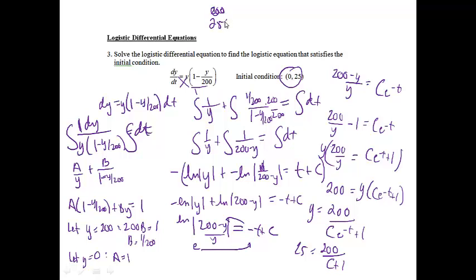I will have 25 times the quantity c plus 1 is equal to 200. So I'll divide both sides by 25. And when I do that, I'll get c plus 1 equals 8, which makes c equals 7. So my final equation after all that work is going to be y equals 200 over 7 e to the negative t plus 1.